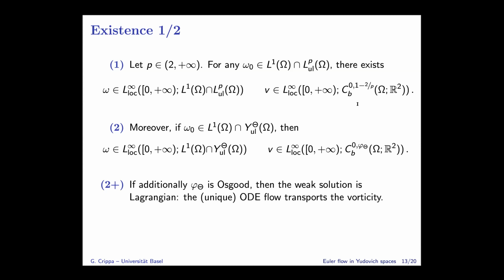So if phi theta is a bit more, so it's even Osgood, then the weak solution that we have is even Lagrangian. Until now, we're working with PDE solutions. If you think for a moment the velocity is given and you are transporting the vorticity, this solution should have the property that the vorticity is really transported by the ODE flow, but we are in a weak regularity setting, so this does not need to be always the case. It is the case, in particular, if this function phi theta has Osgood regularity. So we see again this Osgood condition coming back to us in a certain sense.